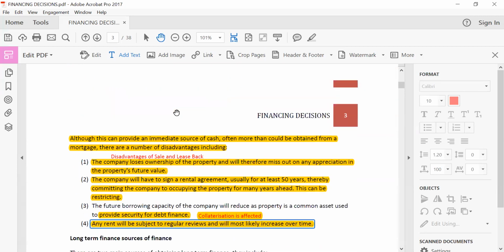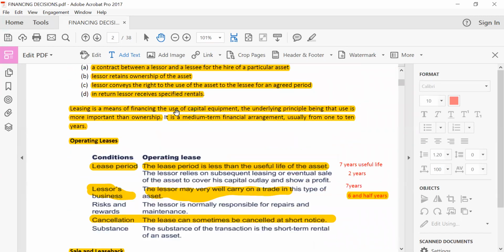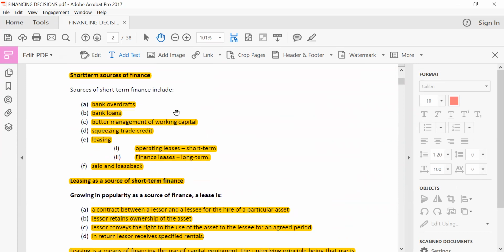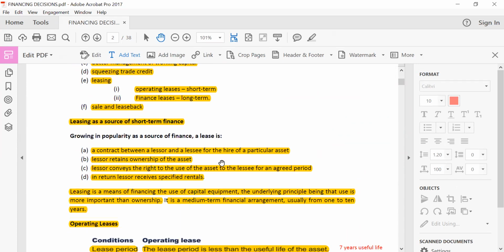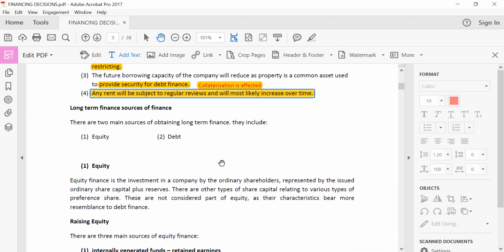So we have talked about short-term sources of funds. We decided to even pick two of the short-term sources of funds and elaborate on them in detail. We are now moving in to look at long-term sources of funds.